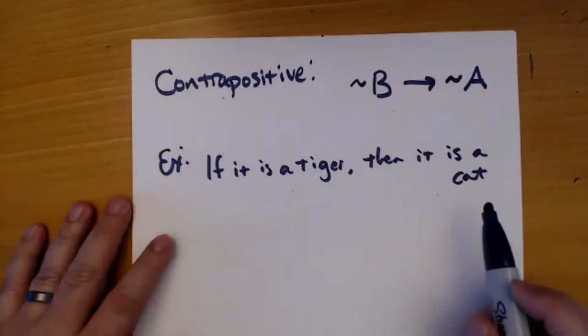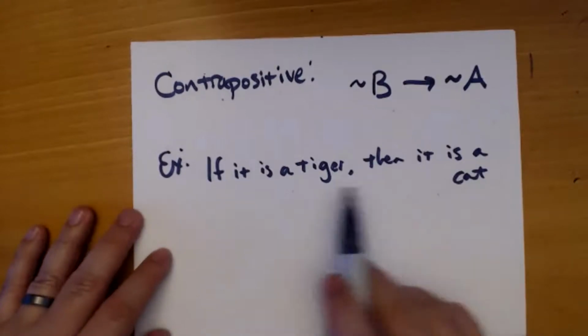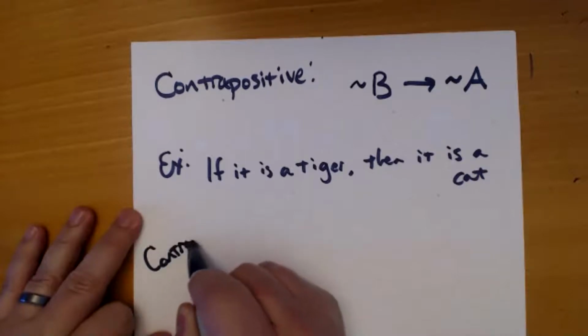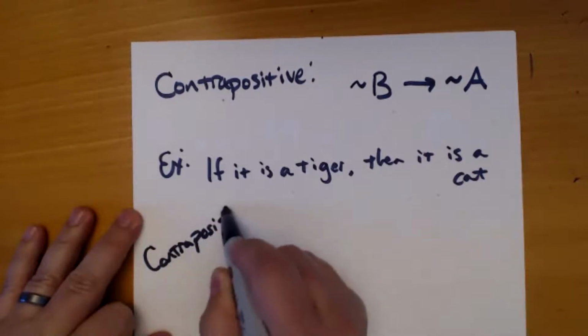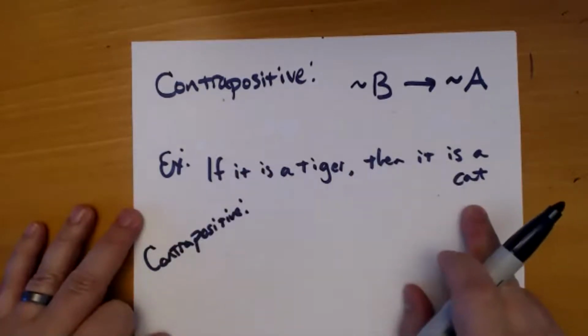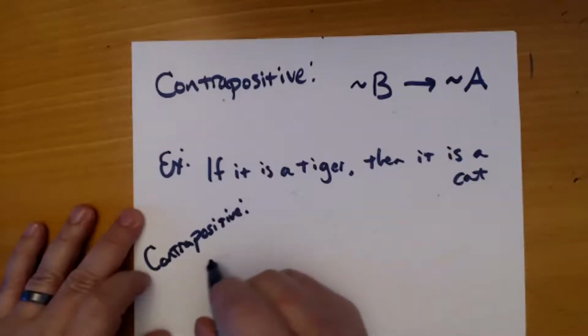Can anybody give me a guess what you think the contrapositive is going to look like? If this is my conditional, would it be if it is not a cat, then it is not a tiger? There we go. Very good.